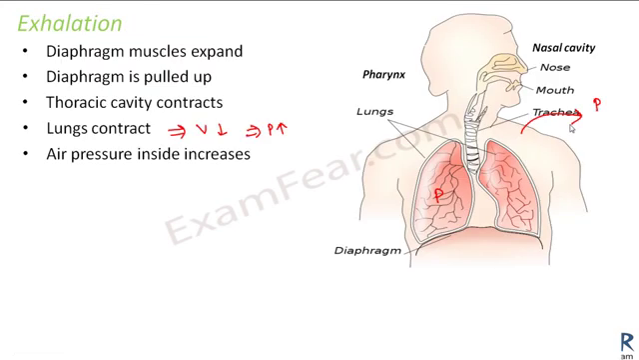Clear? So now from the inside cells it will come to the capillaries. From there it will come to the lungs. From lungs it will directly go to outside. So now you understand the physical process of inhalation and exhalation and how air pressure plays a role in the transfer of oxygen or carbon dioxide from inside to outside and vice versa.